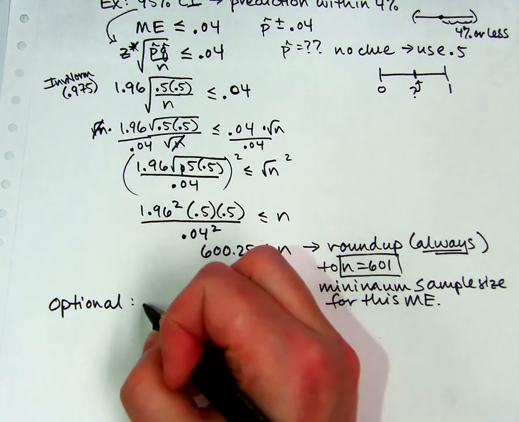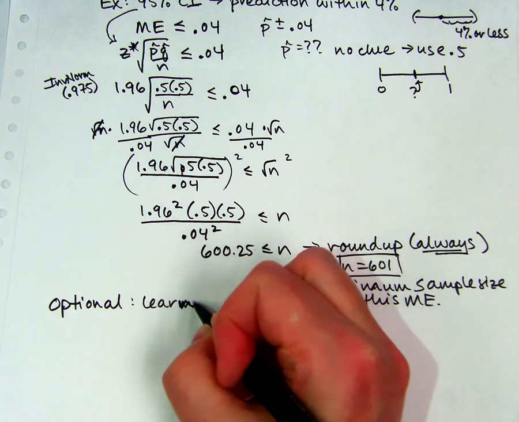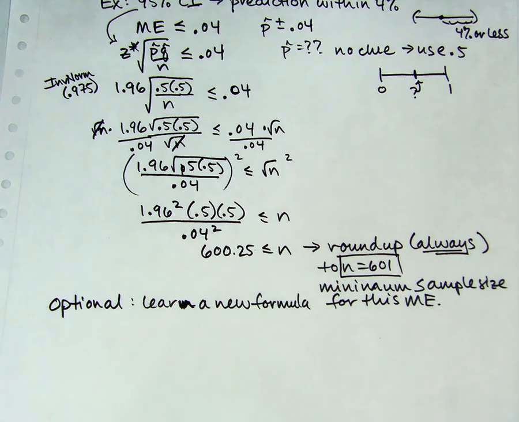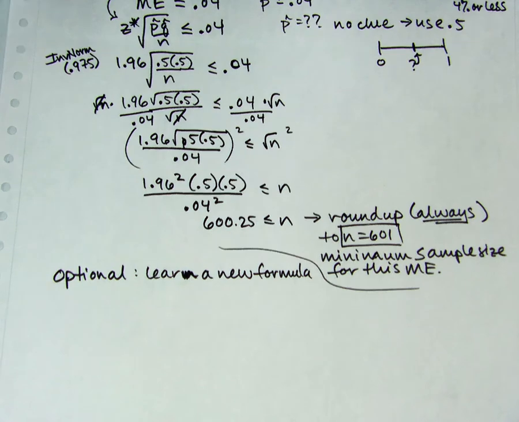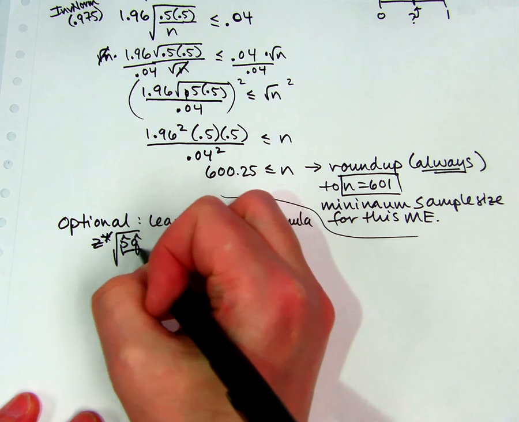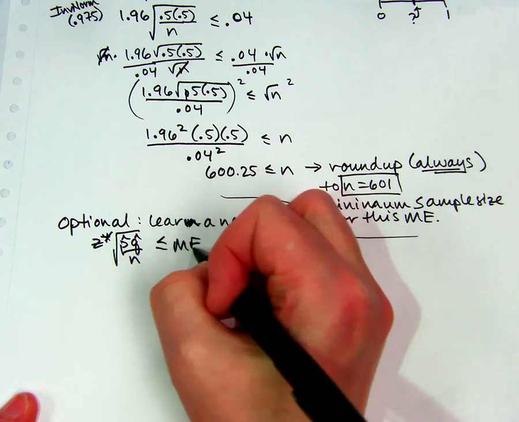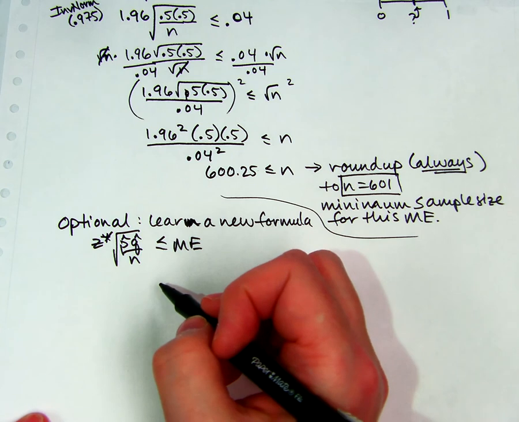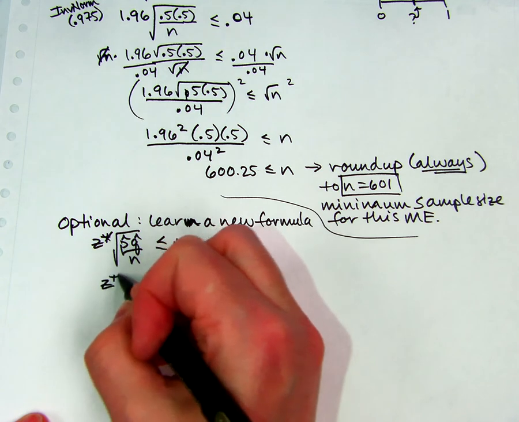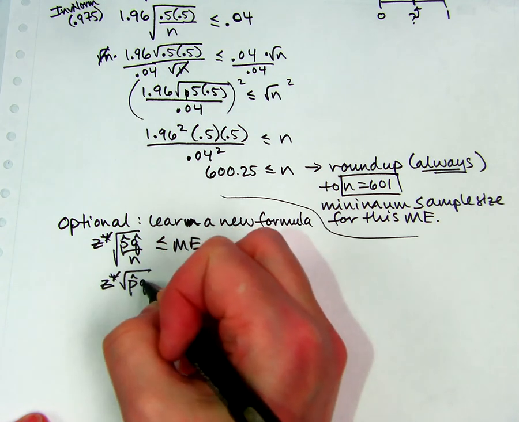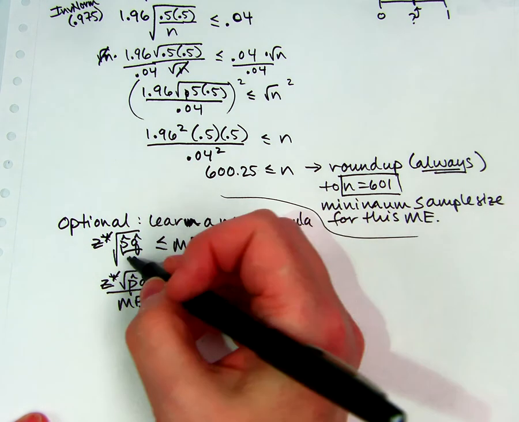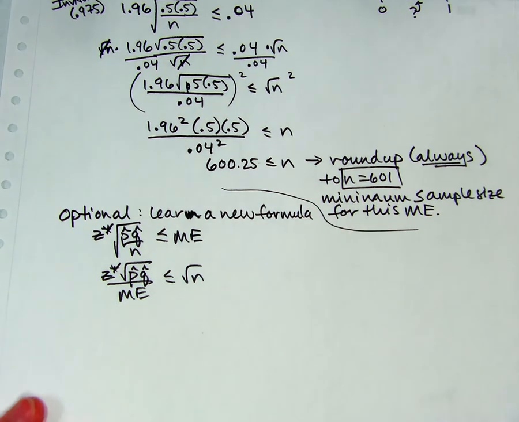Optional, you could just learn or derive and then learn a new formula, and that's also an option for you. So if you like the method I just did, you don't have to write down this piece, but I'll say that you could start off with z star times square root of p hat q hat over n less than or equal to margin of error, and then you could solve this. So basically, you would multiply by square root of n and you divide by margin of error, and I'm going to just do that all in one step because I did it the long way before. So the margin of error ends up down here, and the square root of n ends up over there. Multiply by that, divide by that. Got it. And then you square both sides.